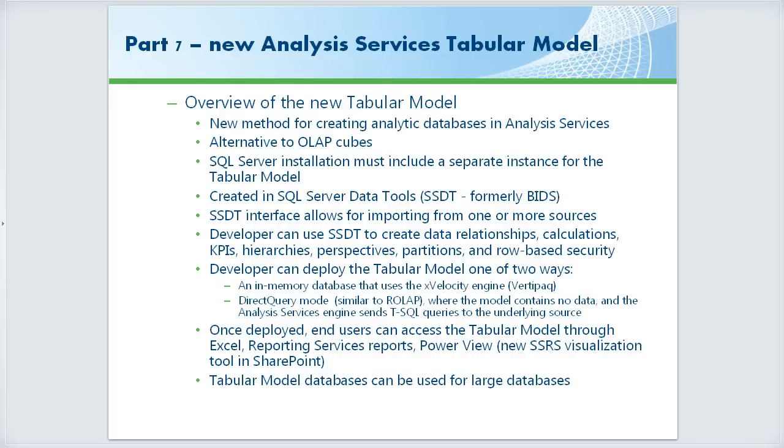There's another mode that we're going to look at next week called direct query. If you're familiar with OLAP at all, it's similar to relational OLAP, where the tabular model is just a definition, contains no data. And the analysis services engine sends T-SQL queries to the underlying source. Maybe we're in a scenario where it's not practical to have an in-memory database. Or maybe our underlying data changes so quickly that anytime someone wants data from a tabular model, the query needs to be passed back to the relational source because data is changing so quickly. We'll look at how to set that up next week.